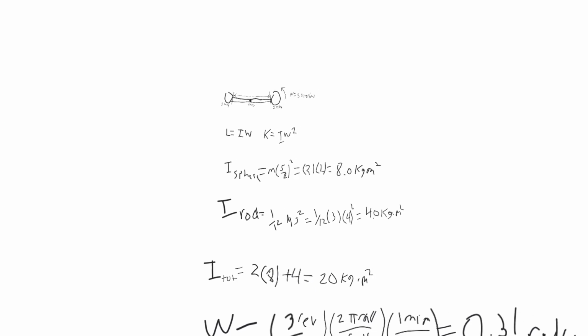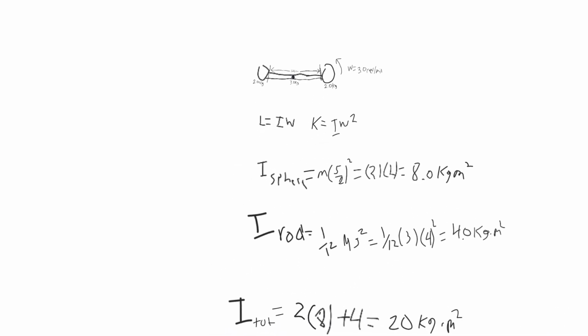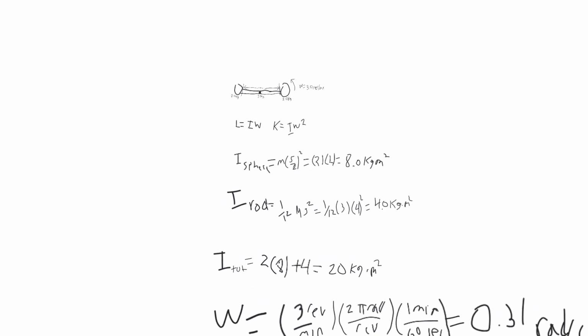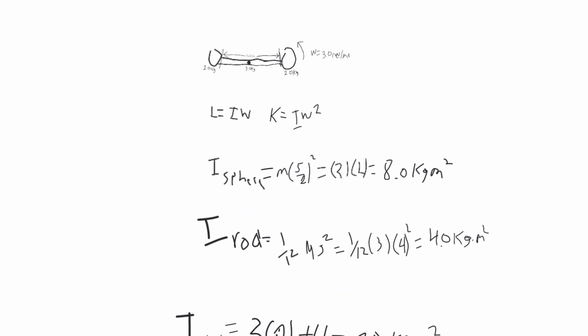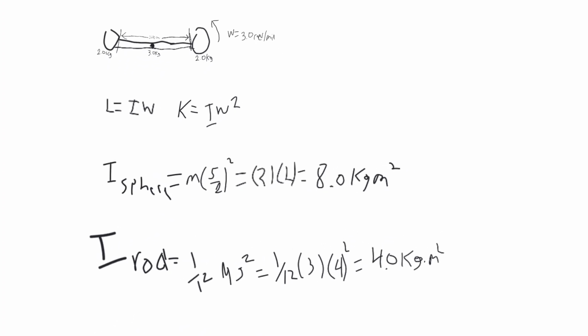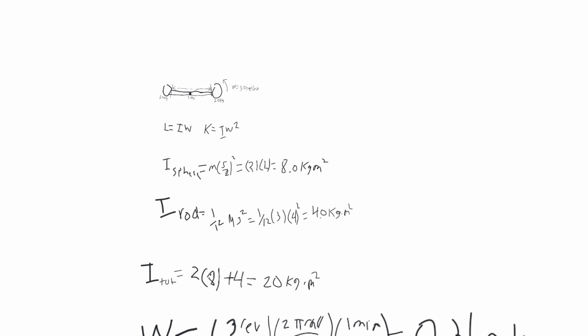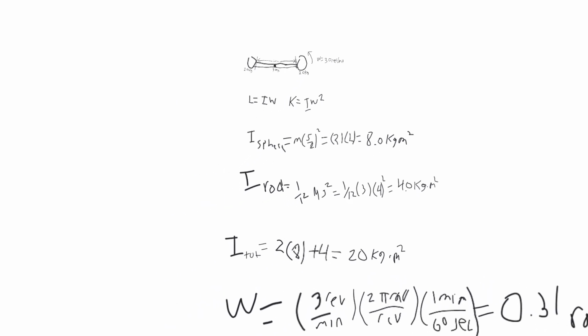Okay, so first, to find the total moment of inertia, we have to find the separate moments of inertia of the spheres and the rod, and then add them together to find the total. So we do that here, right? For the spheres, we use the 2 times the 2 that comes from the 2 kilograms, and we get 8 kilograms meter squared. So that's for the spheres.